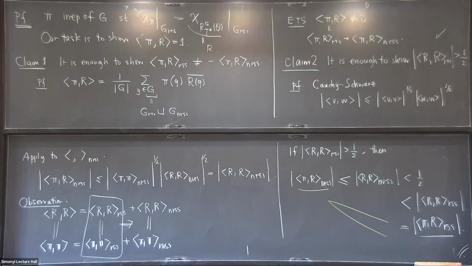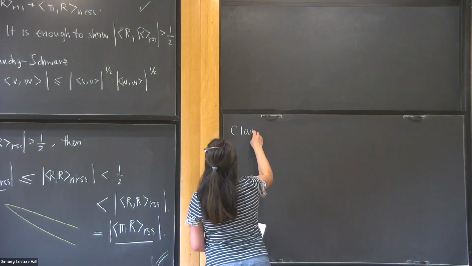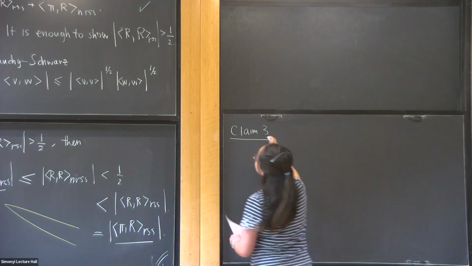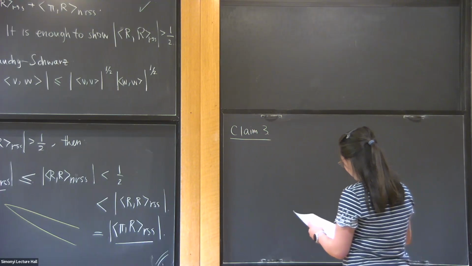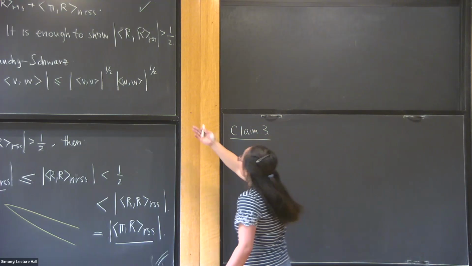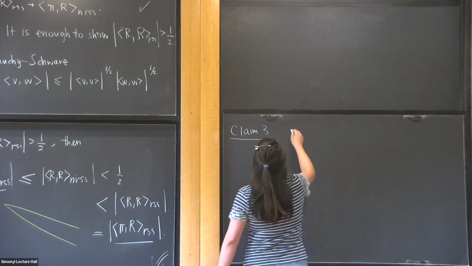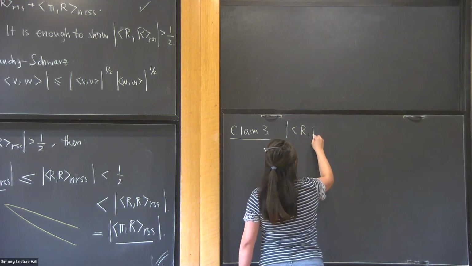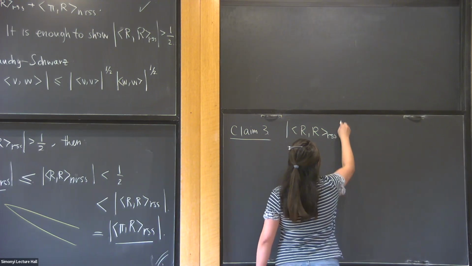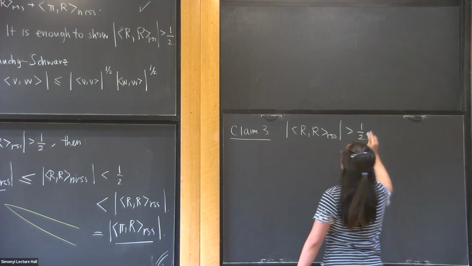Now I have to decide where to put claim 3. Let's put claim 3 here. This is natural, and then I don't have to erase any part of the proof. So claim 3 is now this last statement: R paired with itself is bigger than half.